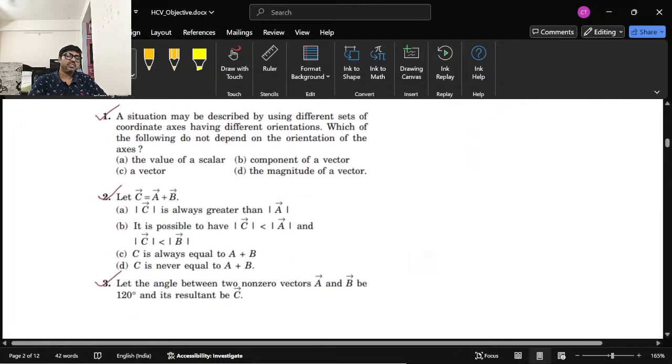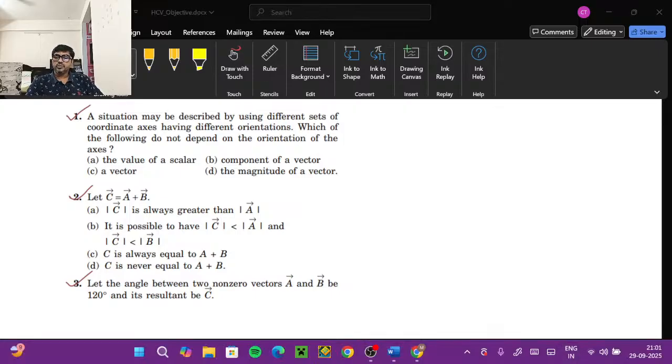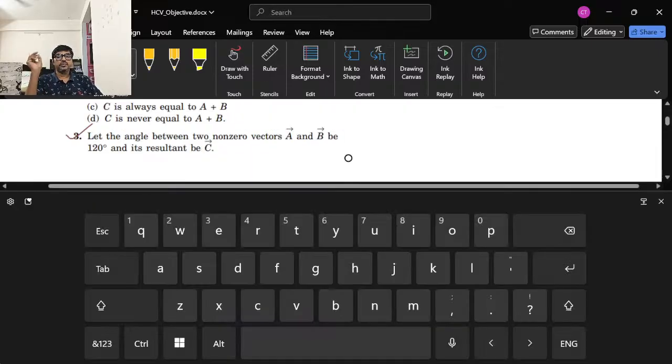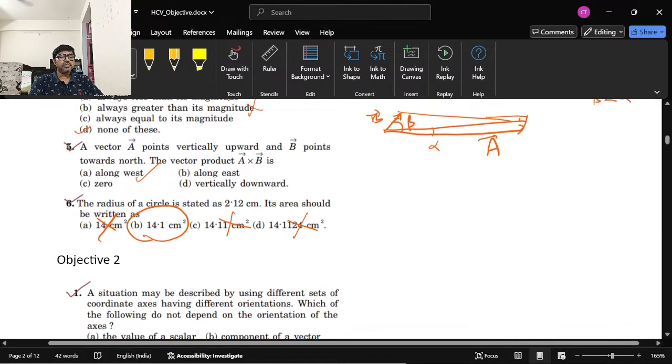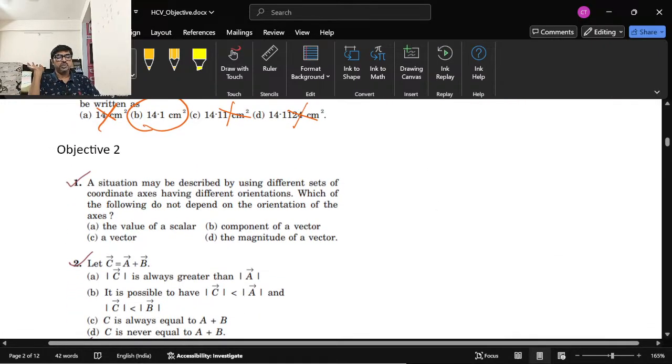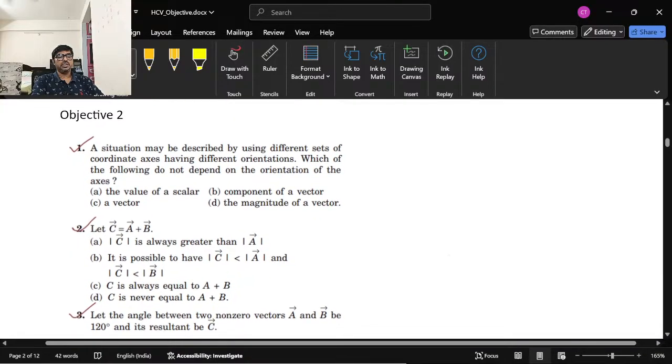Okay, sixth question is also over. Now let's go to objective 2. So I'll close the objective 2 here, and after that for today we'll close, and then tomorrow we'll go on with the remaining part of the HCV.